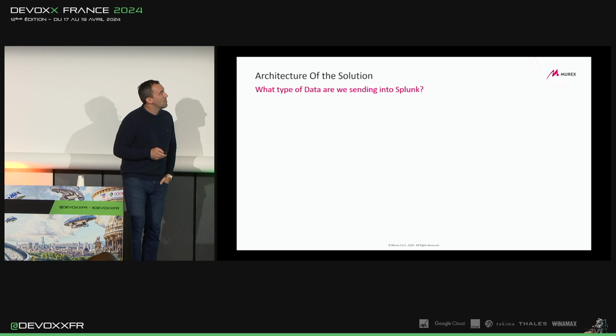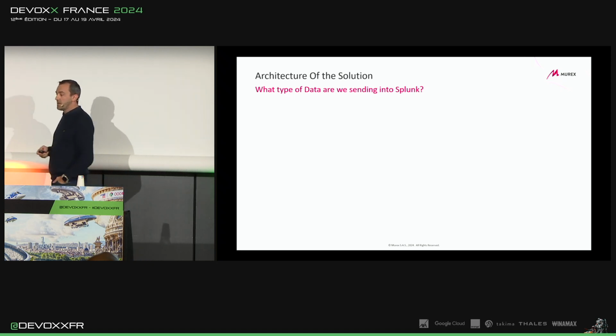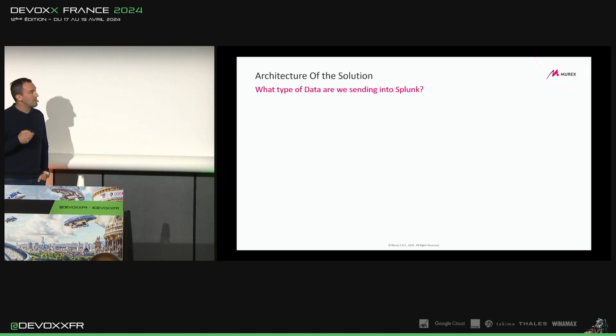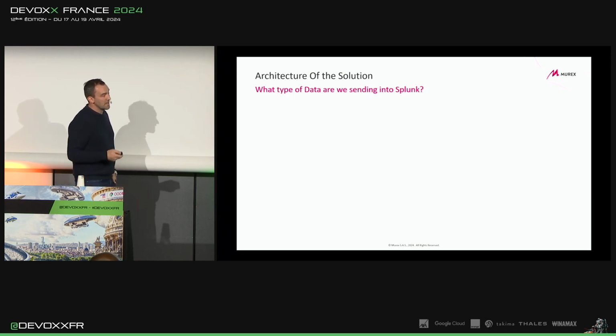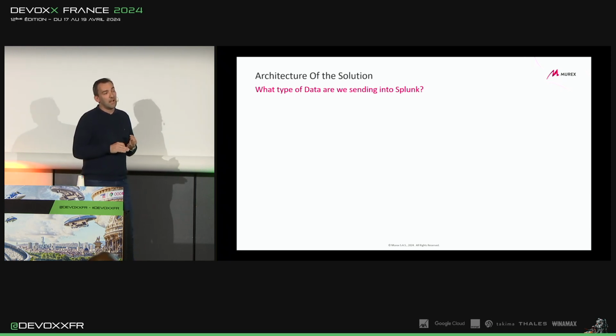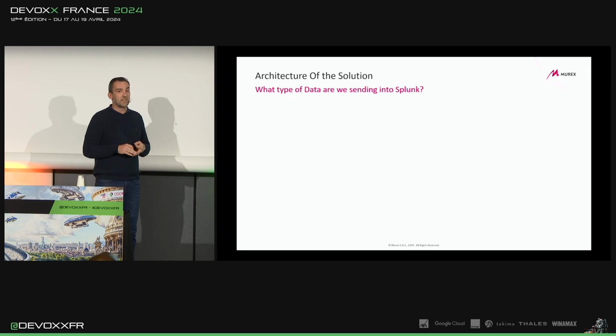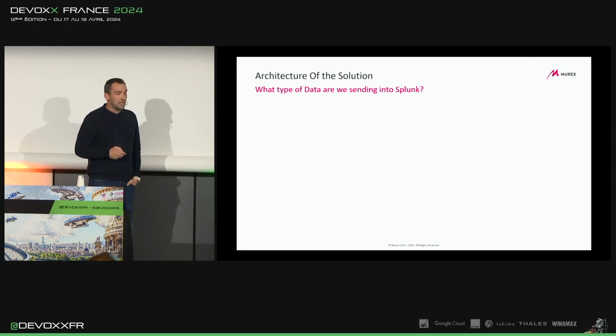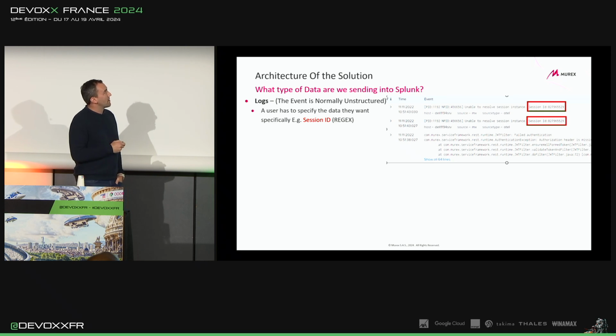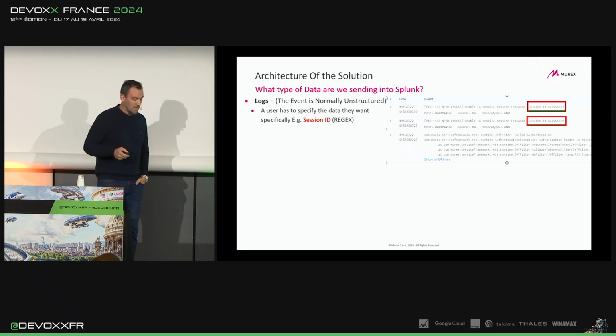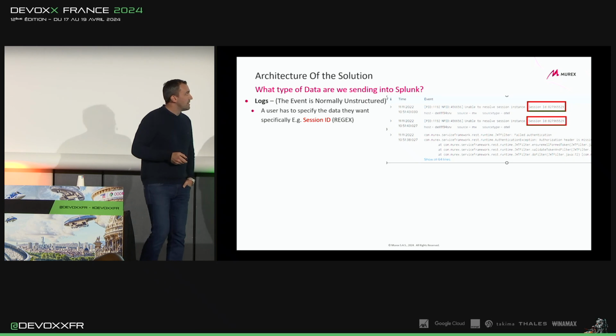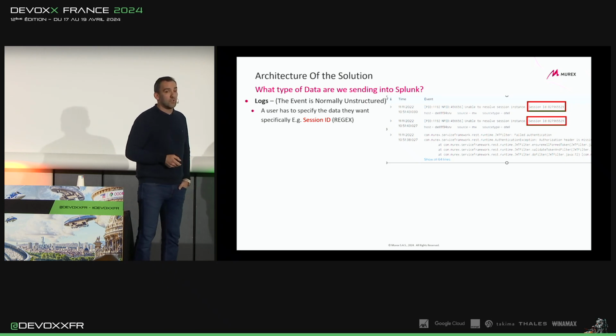So what type of data are we sending into Splunk? And generally when people talk data and observability, there's generally 3 types: logs, metrics, and distributed tracing. What we needed was the logs and the metrics. So in this case, we're talking about log data. Now, what does that look like? Well, log data could be known as unstructured data. Unstructured as in you have your stack trace here. So it looks like a log4j or something like that.